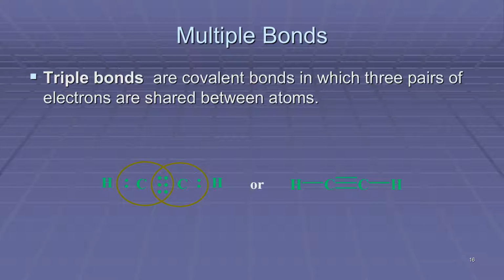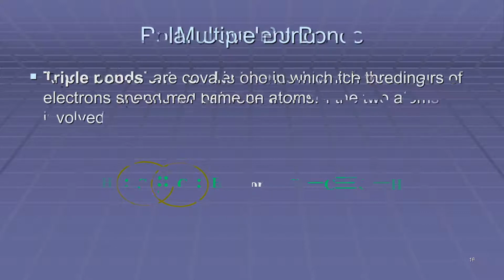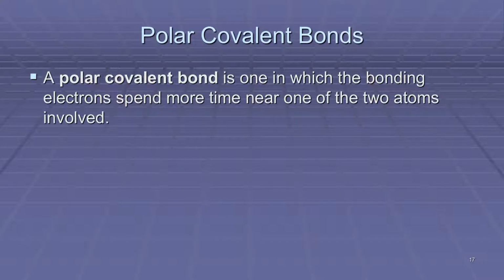But remember that they never want more than 8 electrons as a general rule. Again, there are some exceptions. Notice that all 6 of these electrons now belong to both carbons, so carbon still has its 8 in both cases. And in a little while, we're going to talk about Lewis dot structures and how to draw them and how to come up with those structures.